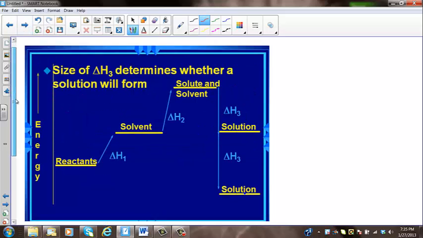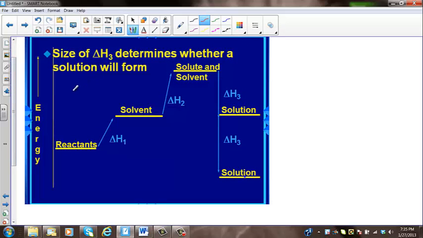So let's take a look at this graph. The size of the delta H3 determines whether a solution will form or not. Now, in this case, it's showing us two possibilities. The reactants, okay, so we have delta H1, the solute splitting apart, delta H2, the solvent splitting apart, and then the mixing of the solute and solvent gives us a delta H3.